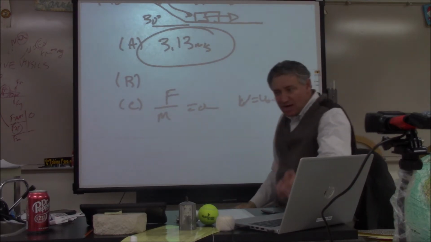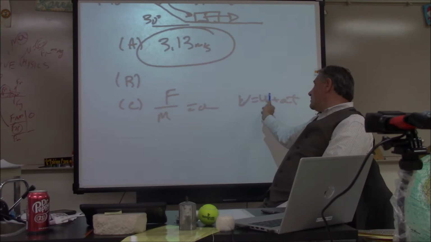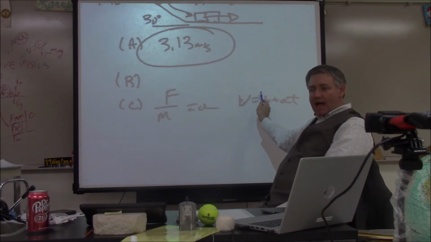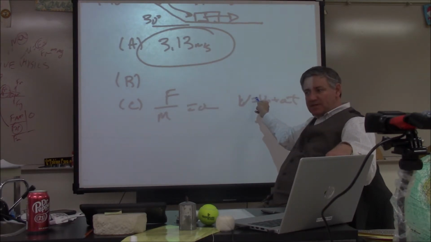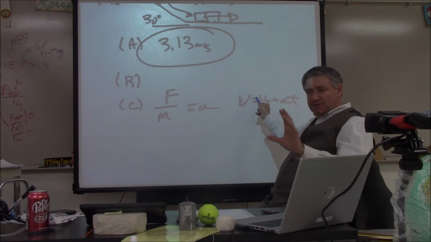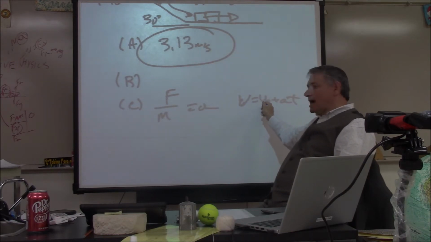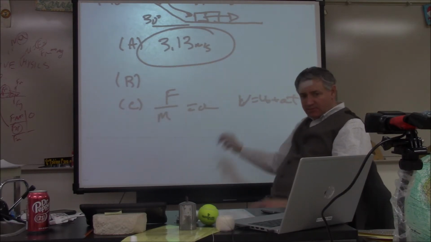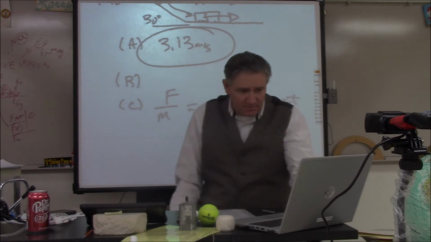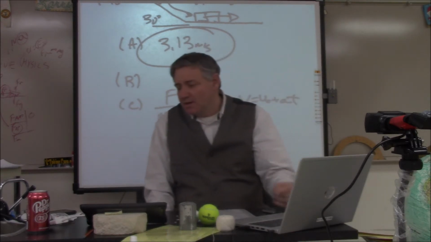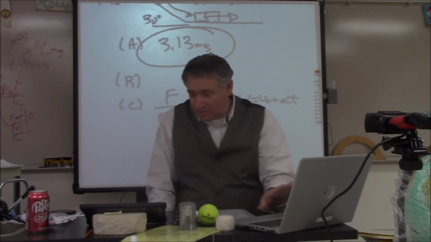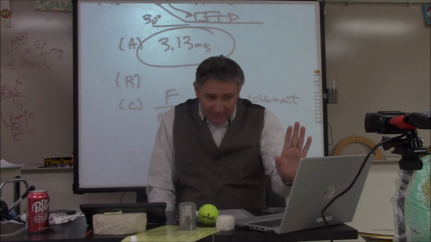Now, but here's what you have to be careful of. This initial velocity here has to be your answer from B, because this frictional force is kicking in after they move off together, okay? So this V naught has to be the initial velocity from B, not your initial velocity from A.